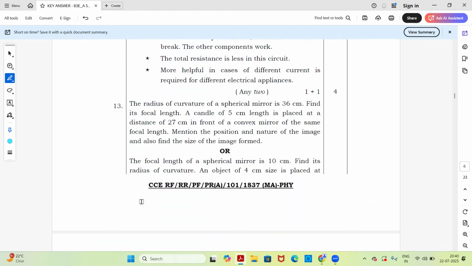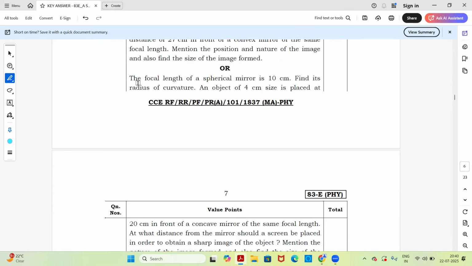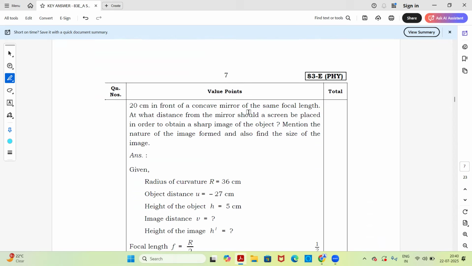Next, 13th question. Again, you have internal choice here. The radius of curvature of a spherical mirror is 36 centimeter. Find its focal length. A candle of 5 centimeter length is placed at a distance of 27 centimeter in front of a convex mirror of the same focal length. Mention the position and nature of the image and also find the size of the image formed. Next is the optional question: the focal length of a spherical mirror is 10 centimeter. Find its radius of curvature. An object of 4 centimeter size is placed at 20 centimeter in front of a concave mirror of the same focal length. At what distance from the mirror should a screen be placed in order to obtain a sharp image of the object? Mention the nature of the image formed and also find the size of the image.